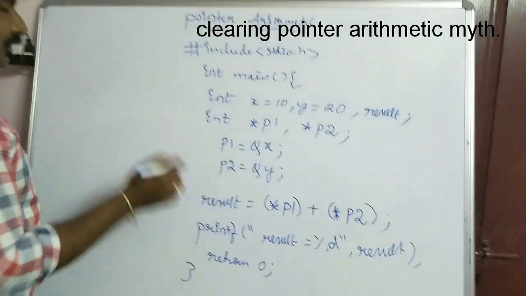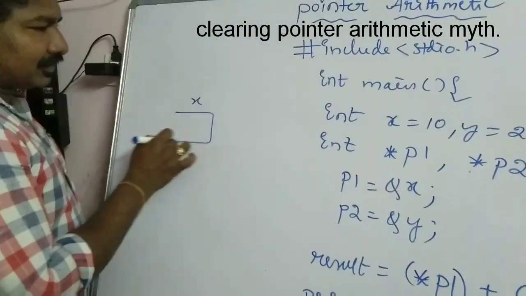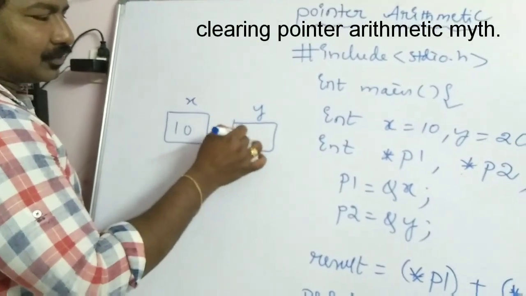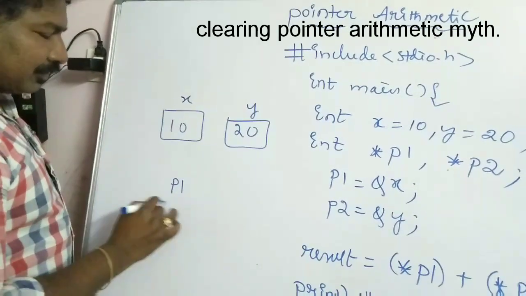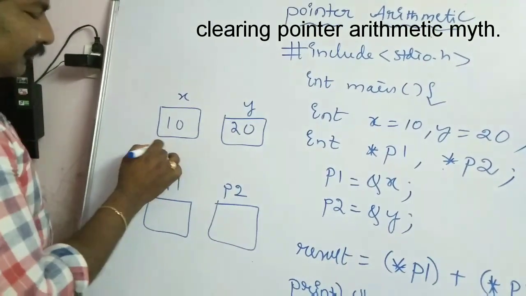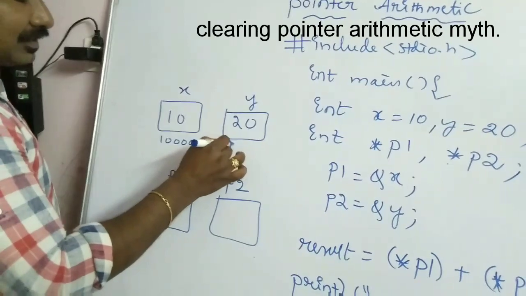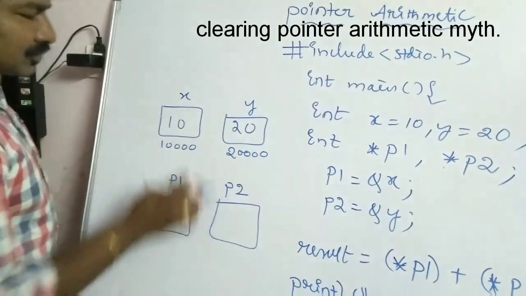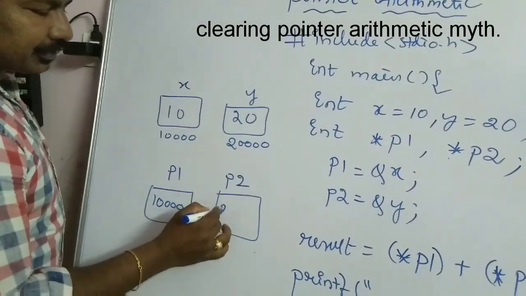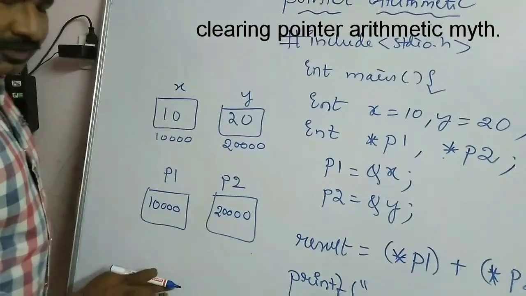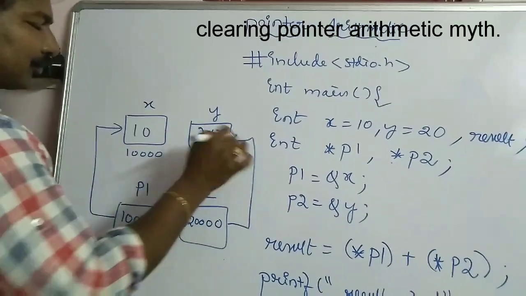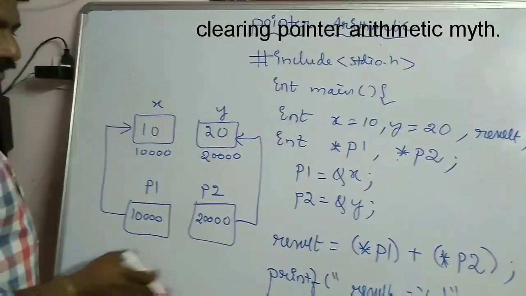Let's draw a figure for this. x is a variable holding 10, and y is another variable holding 20, and there are two pointers p1 and p2. For example, the address of x is 10,000 and the address of y is 20,000. So the address of x given to p1 means p1 holds 10,000, and the address of y given to p2 means p2 holds 20,000. In another way, p1 is pointing to x and p2 is pointing to y. So this is the memory map.